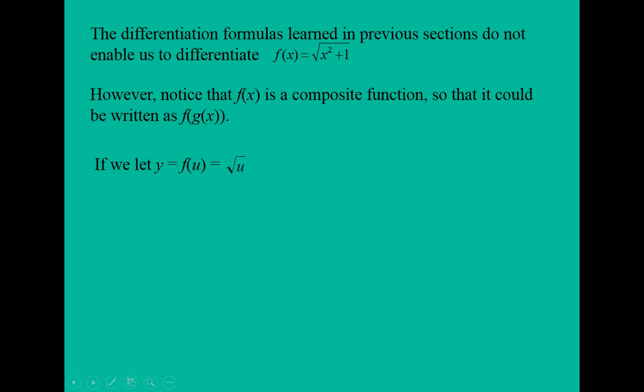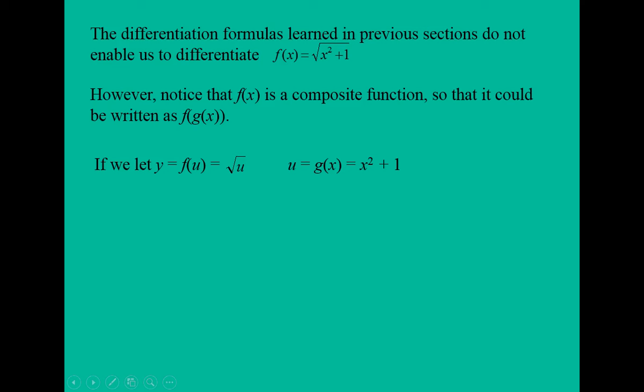Now, there are a couple of different ways of showing the chain rule. This is one way. If we let y equal f of u, where u is the inside function, because we're plugging u into the function f, then if u equals x squared plus 1, we'd have f of u, which would equal the square root of u. And we said u would be the inside function, x squared plus 1.